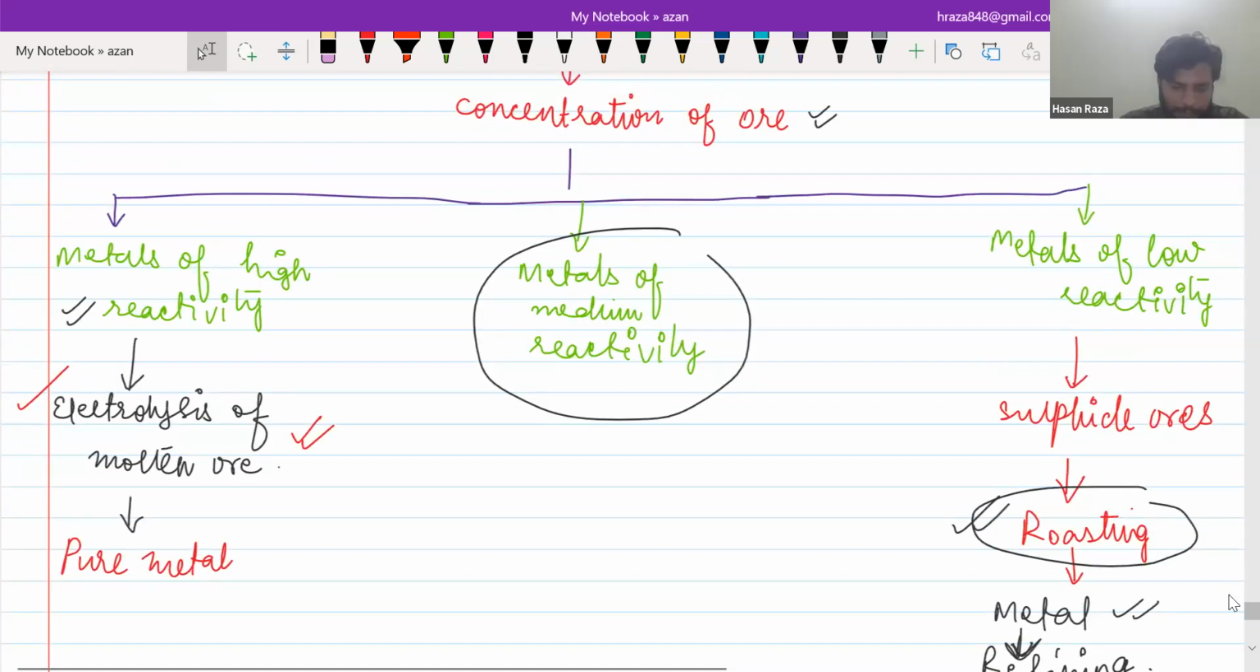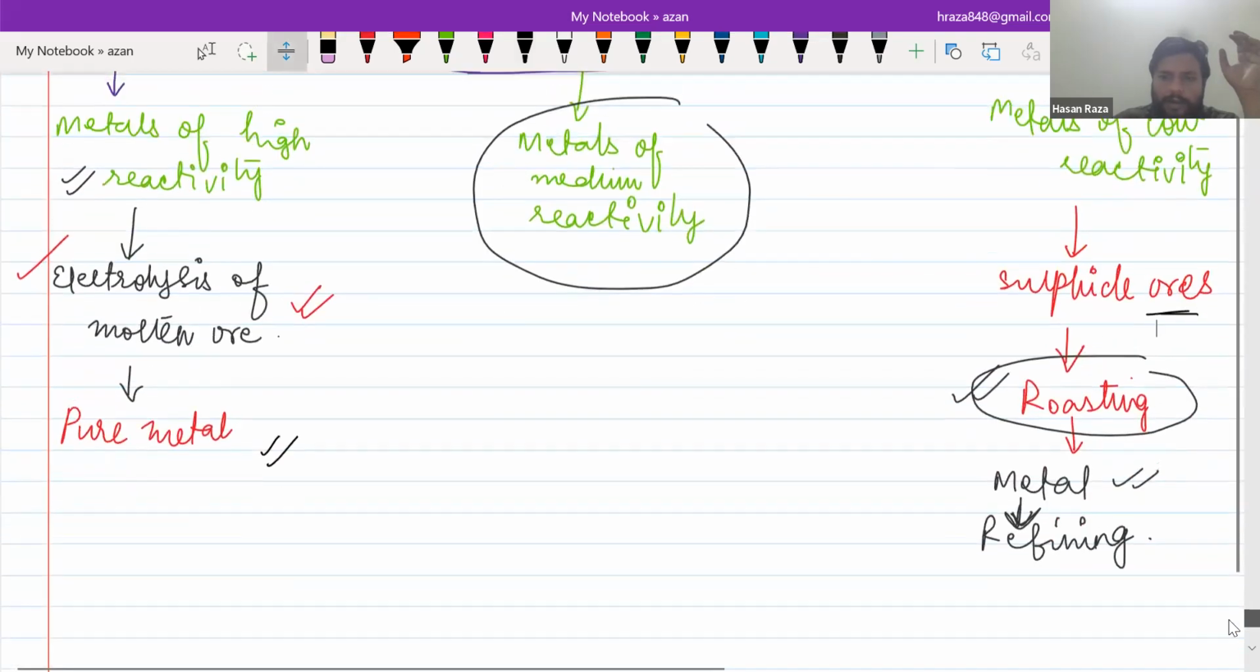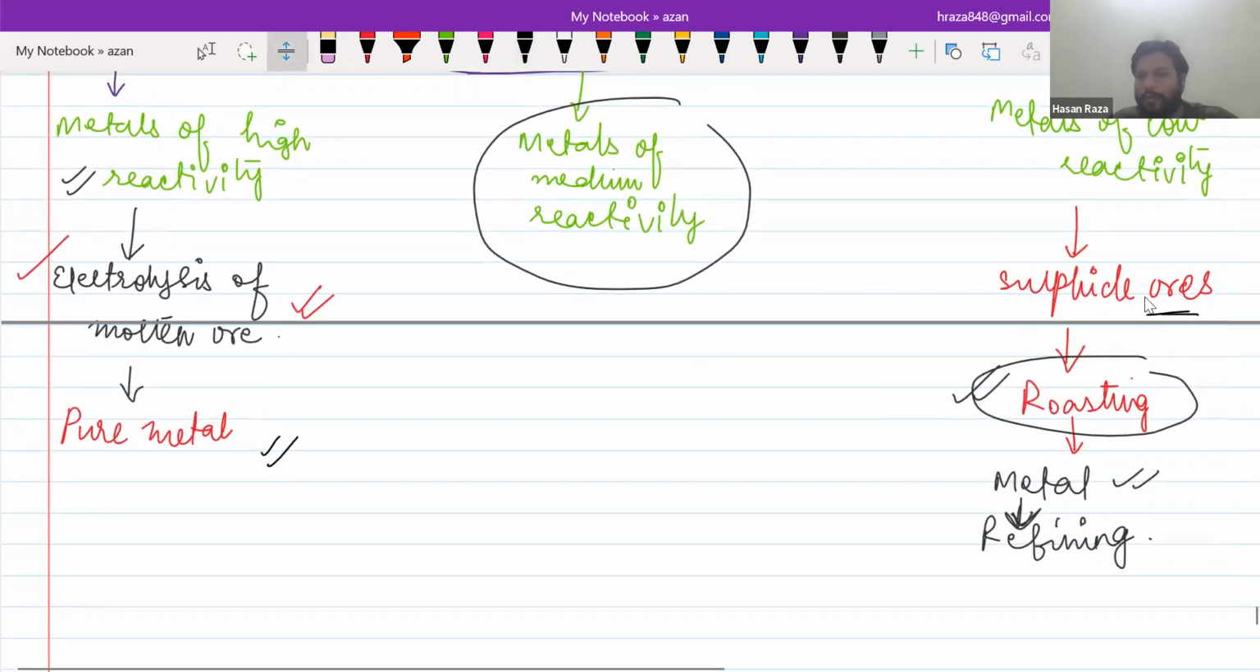Okay, we were here. So basically, you have seen that we were studying concentration of ore, and here you can see metals of high reactivity will be refined with the help of electrolysis, and it will be converted into pure metal. And the metals of low reactivity generally exist in sulfide ores. So first of all, we will let it go through roasting, and then we will get metal, and then we will refine, then we will get the pure metal.